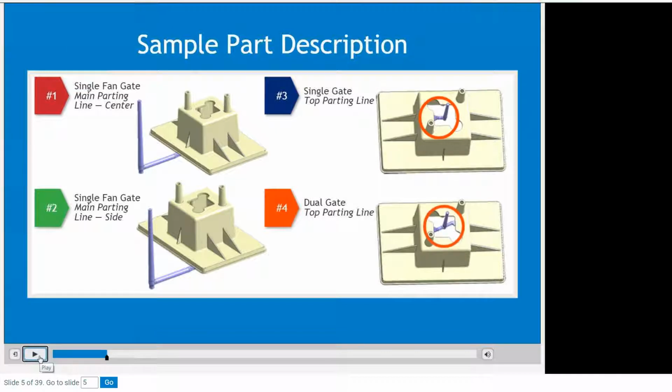So a very simple part. As you can tell, it's almost like a box type of a part with ribs. And we have 2 upstanding bosses here that we need to worry about. It's supposed to be very flat. And again, it's a very simple design. And gate placement here will play a role. We'll take a look at it in detail, okay?